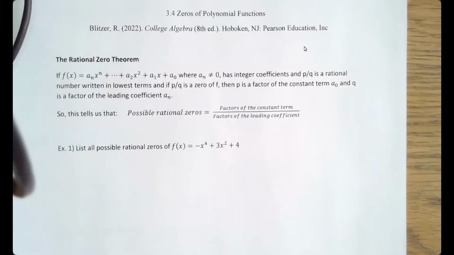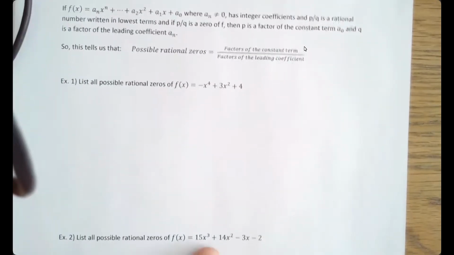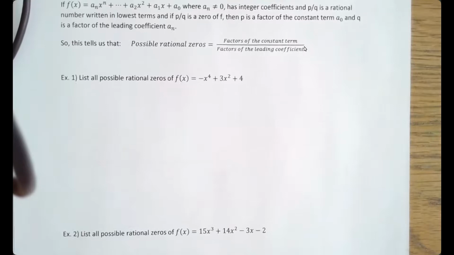So basically what it's telling us is how to find possible zeros or solutions to polynomial equations. And what we do is that the values that we can test happen to be the ratio of factors of the constant term to factors of the leading coefficient. So let's actually do an example there, and I think it'll make a little bit more sense.